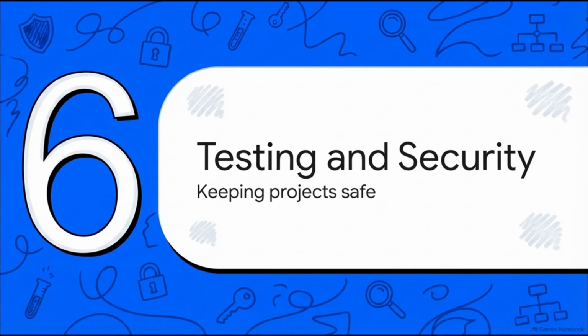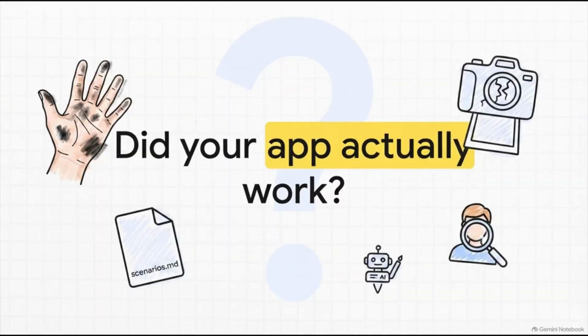Finally, Section 6, Testing and Security, keeping your project safe and functional. So here is our final reality check. Yes, the AI might be writing the code, but the human, that's you, is still the vital quality assurance tester. Seriously, you have to stop and ask, did the app actually work? You cannot just ask Claude Code or Lovable, "Hey, does this work?" and take their word for it. You have to get your hands dirty.